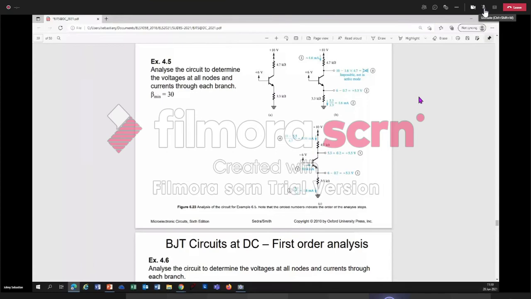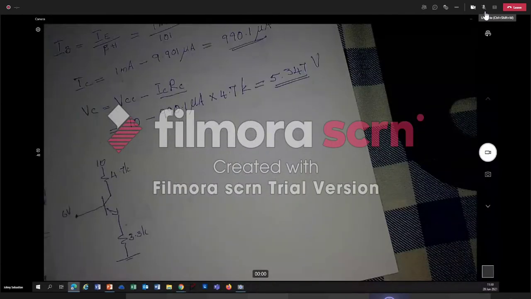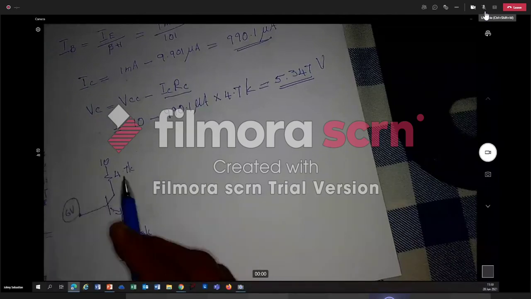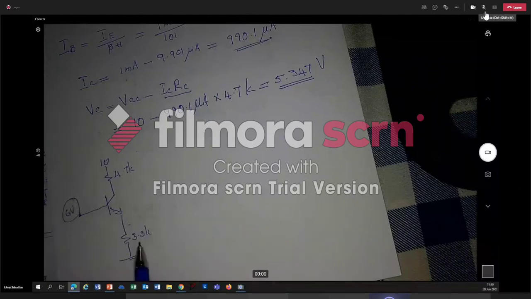This is the same BJT circuit. Look at the resistors, 4.7K, 3.3K, and that is ground. What is the difference? Previously, we had 4 volt at that point. Sorry, I will put that. This is the only difference. Same BJT circuit, collector resistance 4.7K, emitter resistance 3.3K. So let's follow the steps.